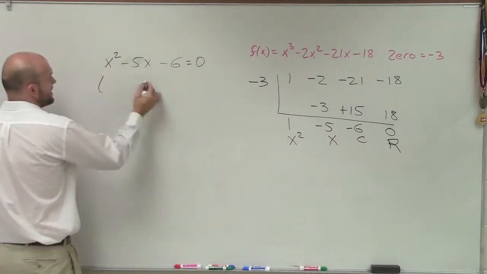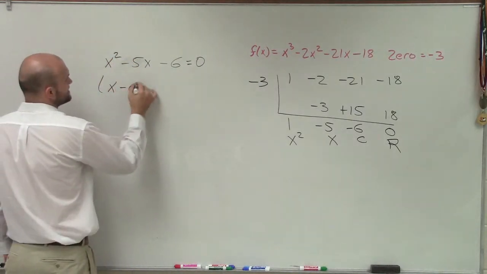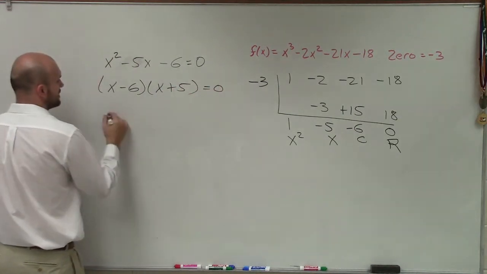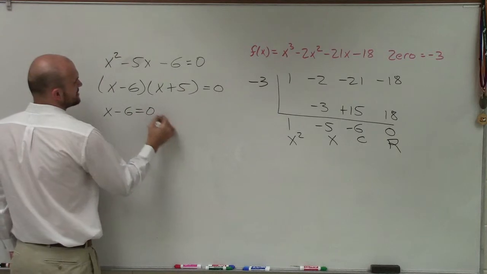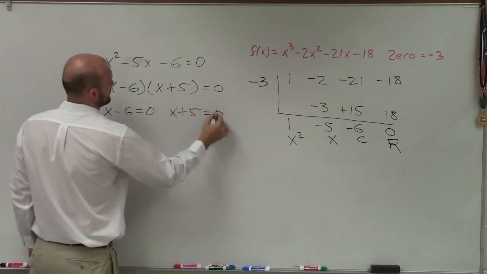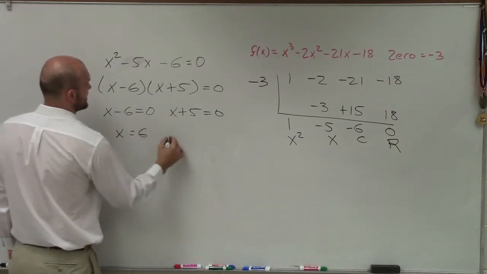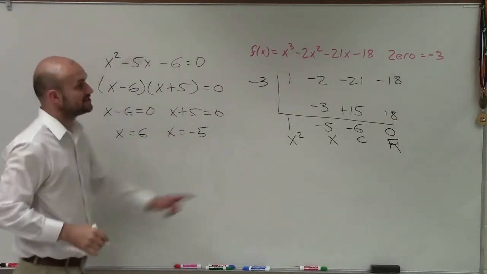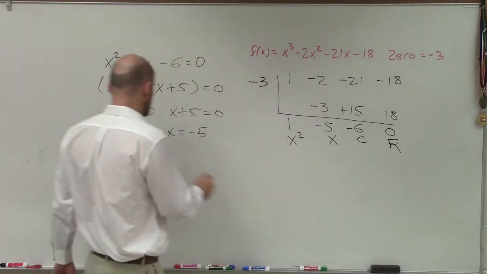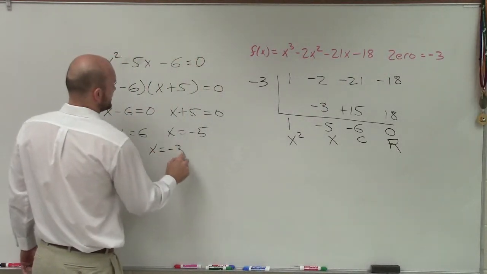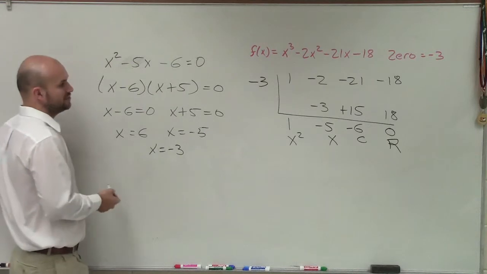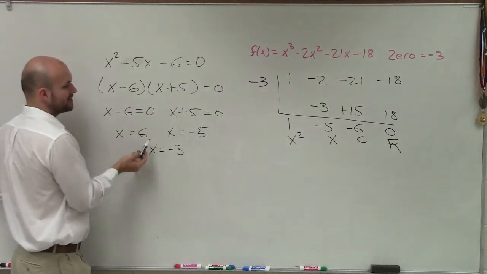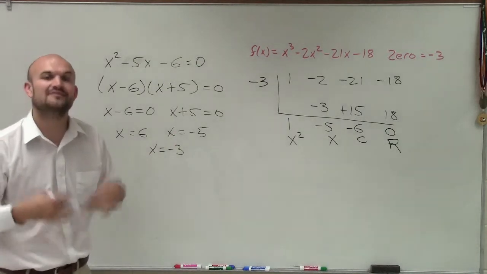By factoring, I can determine this is going to be (x minus 6) times (x plus 5) equals 0. Therefore, by applying the zero product property, I can say that x equals 6 or x equals -5. Now remember, my other zero was -3, which I can also write as x equals -3. So the list of my solutions for this polynomial, when given one zero of -3, my remaining zeros are 6 and -5. So there you go, ladies and gentlemen.